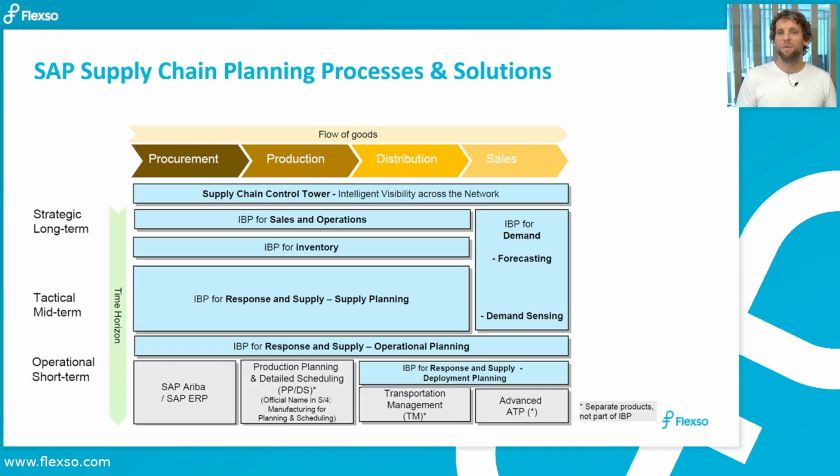Before discussing what PPDS actually can do, I would like to first position where PPDS is located on the one hand on the flow of goods, which you see from the left to the right, and also on the strategic versus operational short-term time horizon. So flow of goods, it goes from procurement to sales. It's clear that the strongest part of production planning and detailed scheduling is linked, as the name says, to the production part.